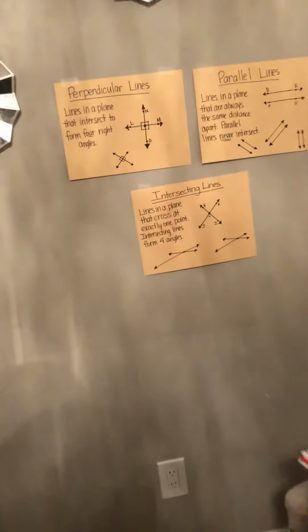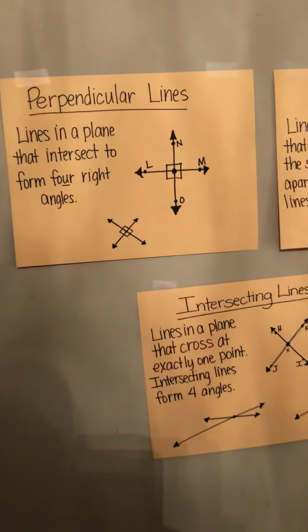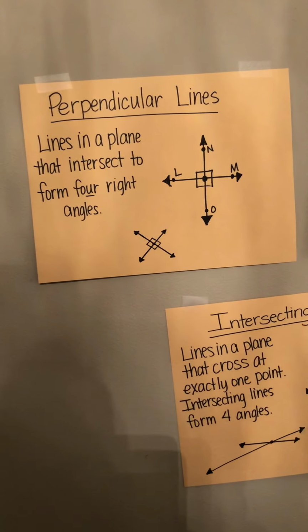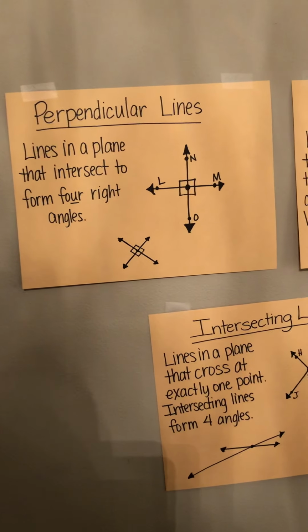It's how can we identify and draw parallel and perpendicular lines. So we're going to be looking at some more vocabulary words. We're going to be looking at perpendicular lines, parallel lines, and intersecting lines. So let's first start with the perpendicular lines. Perpendicular lines are lines in a plane that intersect to form four right angles.